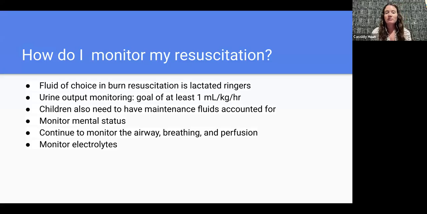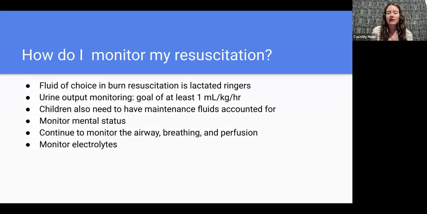As I mentioned, it's important to monitor the response to our fluid resuscitation. So the fluid of choice, as I mentioned, is lactated ringers. It's really important that you're keeping a close eye on your urine output. So you want to monitor this for a couple of reasons. First, you want to make sure that you're keeping up with the fluid losses and that they maintain an appropriate urine output for that purpose. But you also want to make sure that you're not giving them too much. It's not uncommon that we maybe have an incorrect weight for a child or we overestimate the total body percent that's involved in a burn and we end up giving a little bit too much fluid.